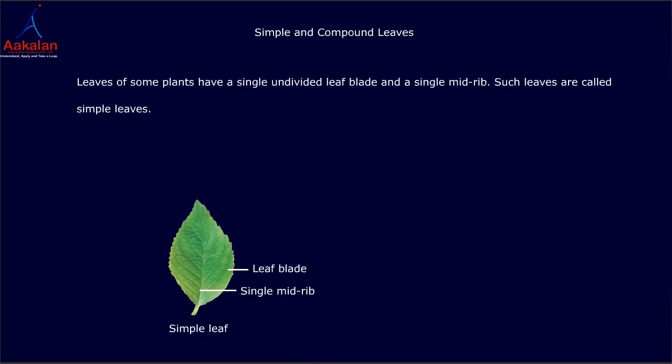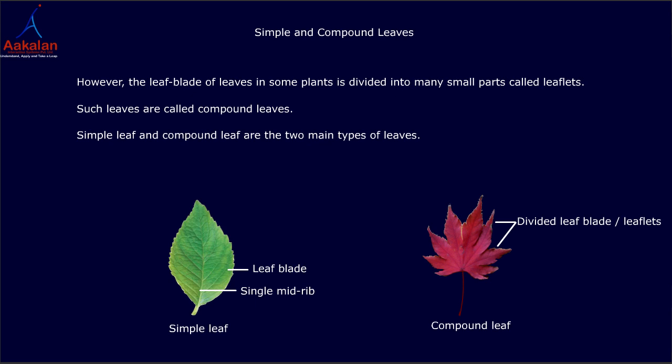Leaves of some plants have a single undivided leaf blade and a single midrib. Such leaves are called simple leaves. However, the leaf blade of leaves in some plants is divided into many small parts called leaflets. Such leaves are called compound leaves.